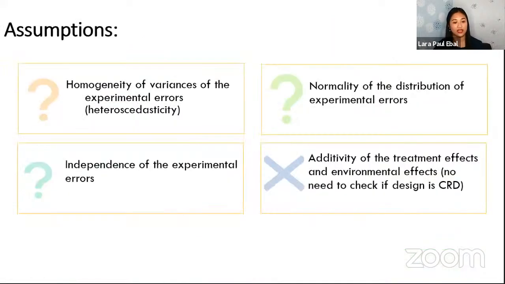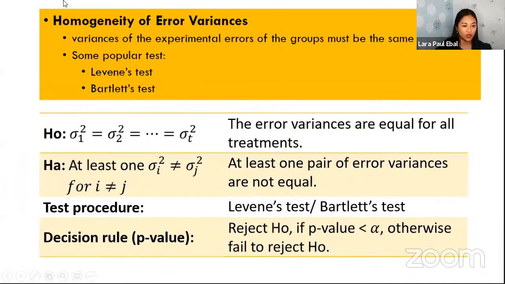But again, take note that we cannot use the F-test if the assumptions are not satisfied. So what are those assumptions? Number one, homogeneity of variances. We need that. Number two, normality. Number three, independence of experimental errors. This time, I will illustrate how to check on these assumptions. I'll start with homogeneity of error variances.